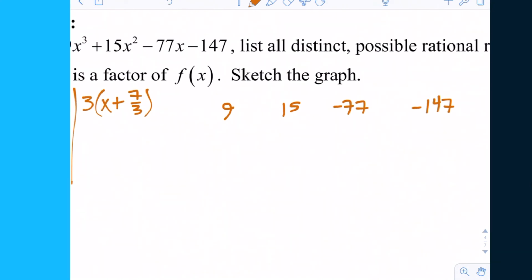All right. What are we going to synthetically divide with, guys? 7/3 or negative 7/3? Negative 7/3. You have to excuse me, all this craziness is just the ramen talking.